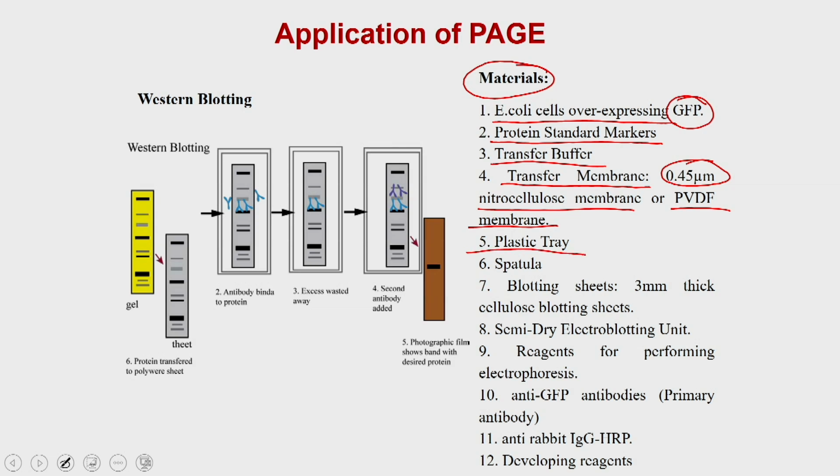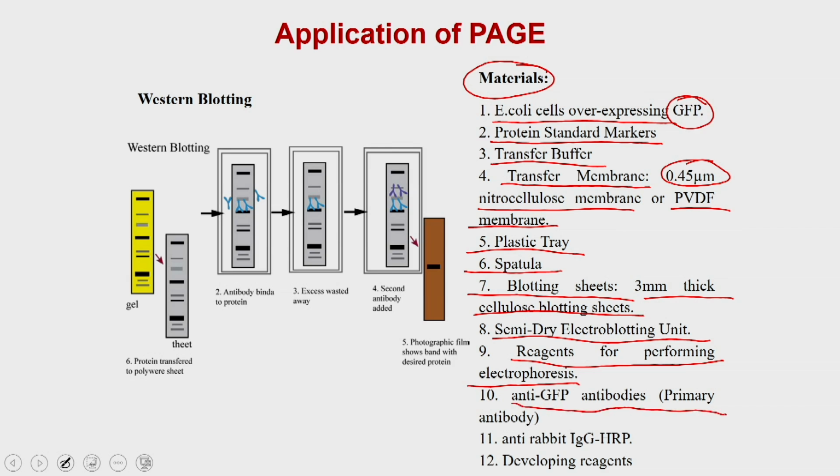Then you need a plastic tray, a spatula, and blotting sheets, which are 3 mm thick cellulose blotting sheets. Then you need a semi-dry electroblotting unit, and reagents for performing the electrophoresis, which we have discussed in the previous lectures. Then you need the primary antibody. In this case, we are using GFP as a tag, so you need the anti-GFP antibodies. Then you need anti-rabbit IgG HRP, which is against the primary antibodies, and then you need developing reagents.